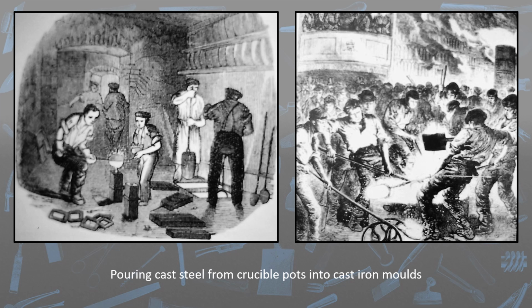The molten steel was then teemed into cast iron moulds. For large castings, many crucibles were used. This was a long and costly process and produced steel that was used for making cutting tools, cutlery, springs, and other small parts of machinery.